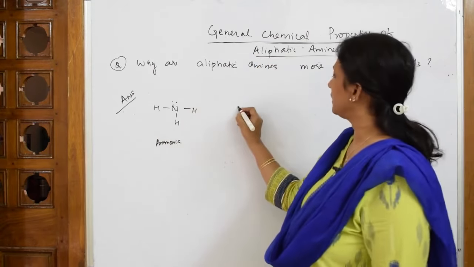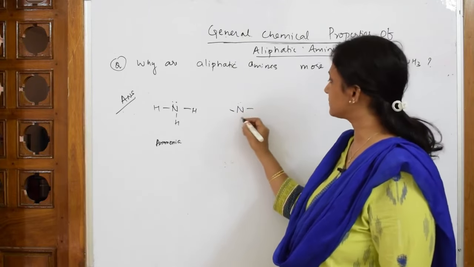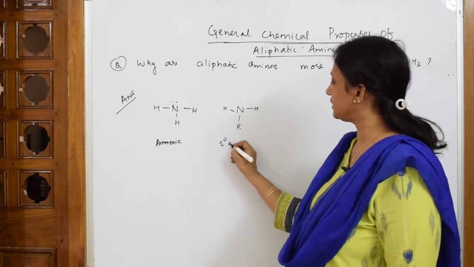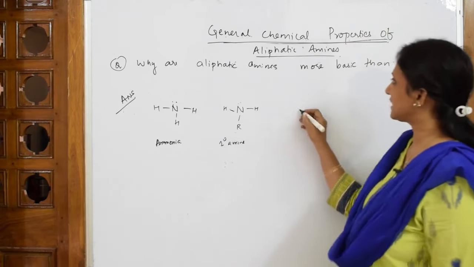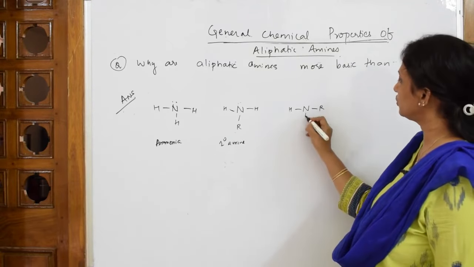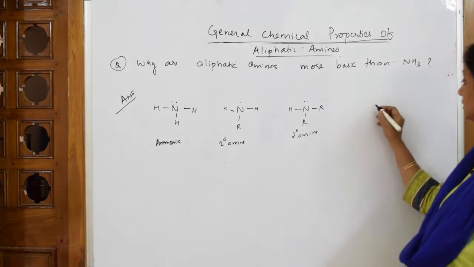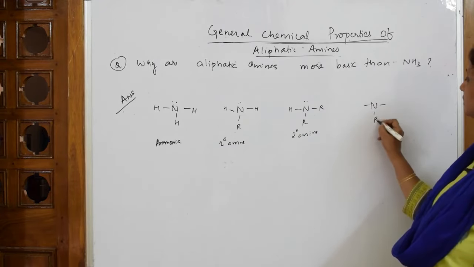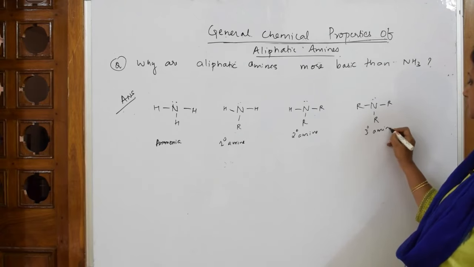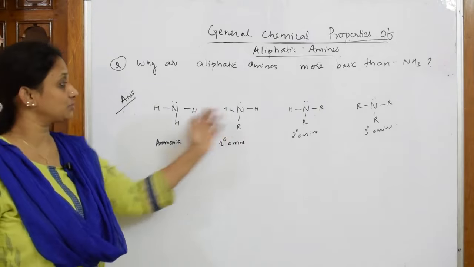And let me write primary. Primary is basically nitrogen, always with a lone pair. Primary has one alkyl group and two hydrogens. This is the primary amine. Coming to the second aliphatic amine, secondary: hydrogen, two alkyl groups and a lone pair is the secondary amine. The third one, nitrogen with three alkyl groups and a lone pair, is the tertiary amine. Simple.